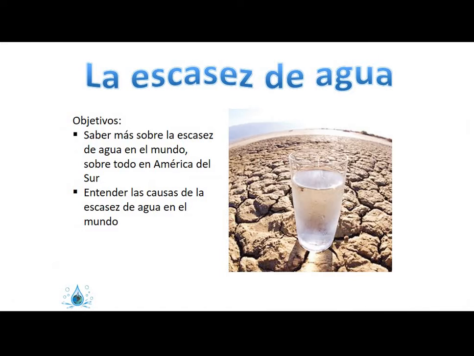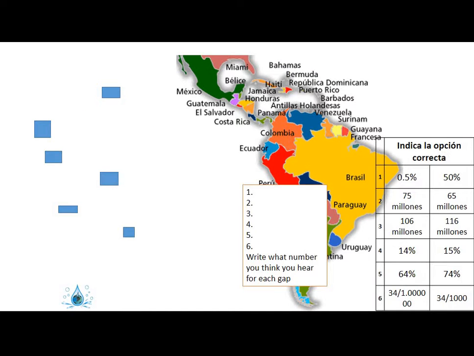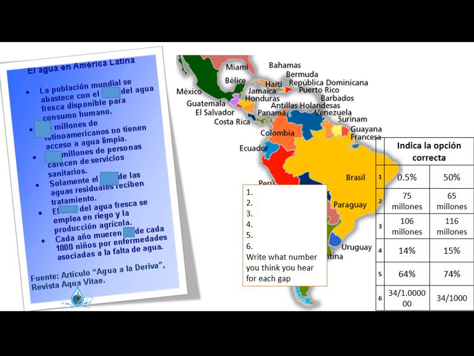Okay, so moving on to la escasez de agua, the lack of water then, I guess. So the objective here is to saber más, know more, especially in South America, and understand the causes for the lack of water in the world. Now, I am going to begin with a listening task, okay? So, it's all about el agua in America Latina, and here we have Latin America. I am going to read this text that you see right here in blue.